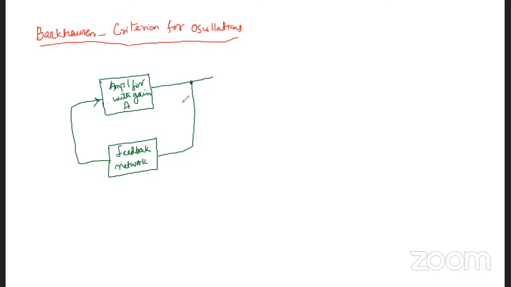So in this block diagram, we'll see here. What is Barkhausen criteria? To obtain the condition for sustained oscillations, we considered a feedback amplifier with the gain, voltage gain A.